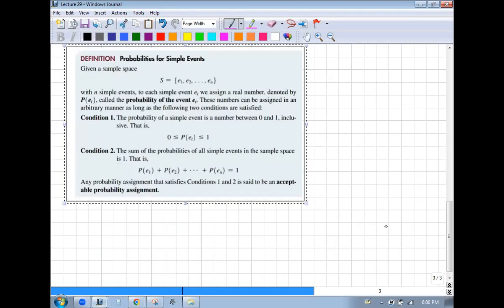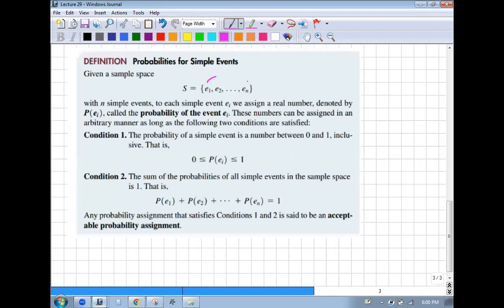Given a sample space S, remember these are events. Within simple events, to each simple event E sub i, where i goes from 1 to n, we assign a real number denoted by P of E sub i. This is the probability of that event happening. These numbers can be assigned in an arbitrary manner as long as the following two conditions are satisfied. The probability of a simple event is a number between 0 and 1, and the sum of those probabilities should be 1. That means it's a 100% chance that one of these things is going to happen.